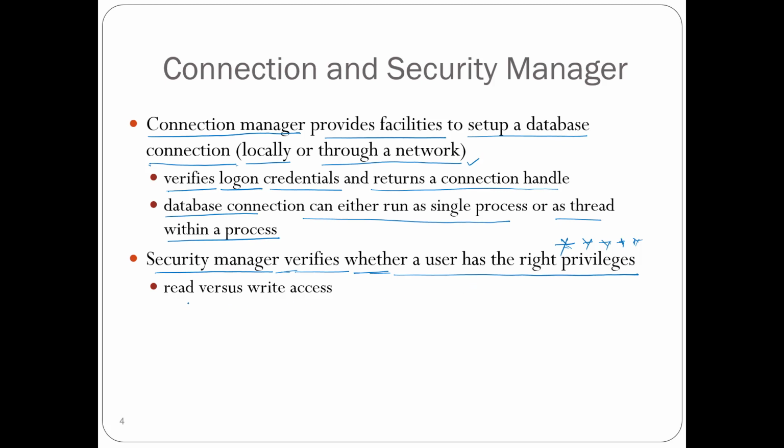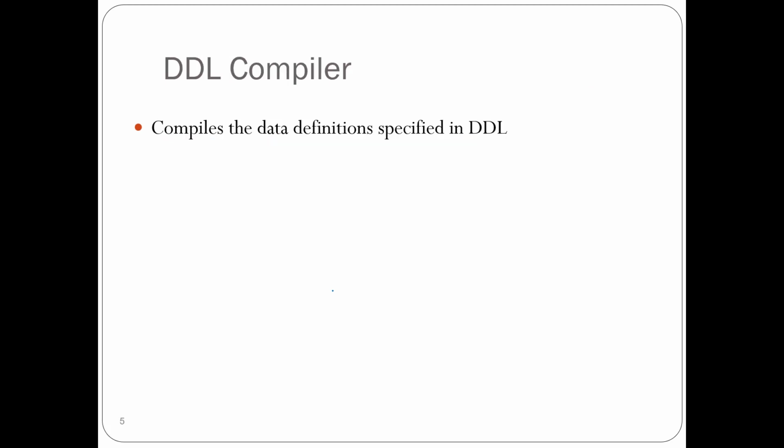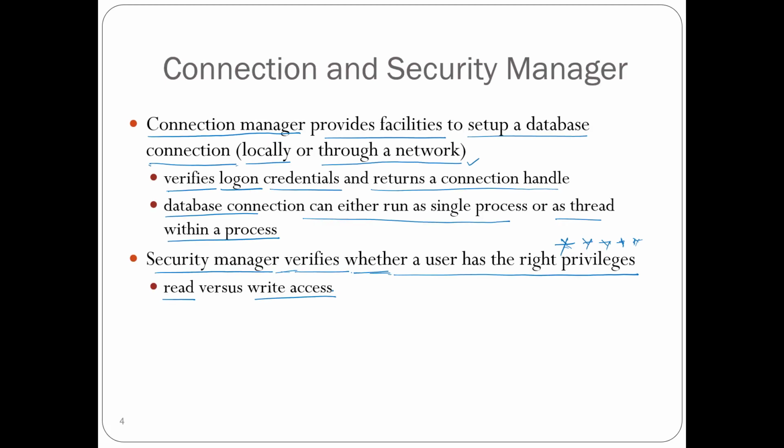As an example, the user may be given only the read privilege, and an attempt is made by the user to write, or update, the data. That should not be allowed. It all depends on the kind of privileges assigned to a user. So the security manager will verify whether a user has read or write access. If it is a read access, then the user can only read the data, and for writing, the user should have the write access. All right, so let's move on to the next module.